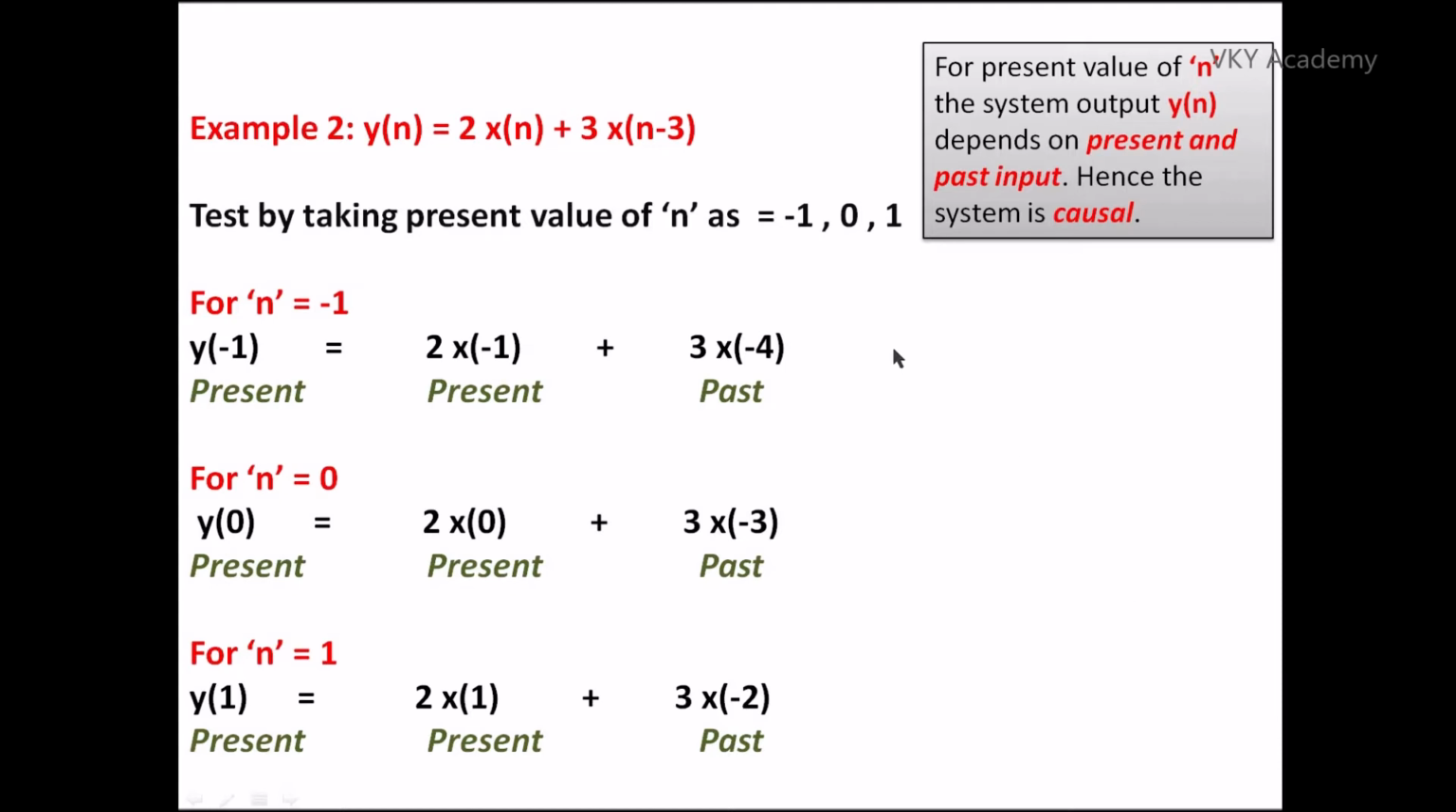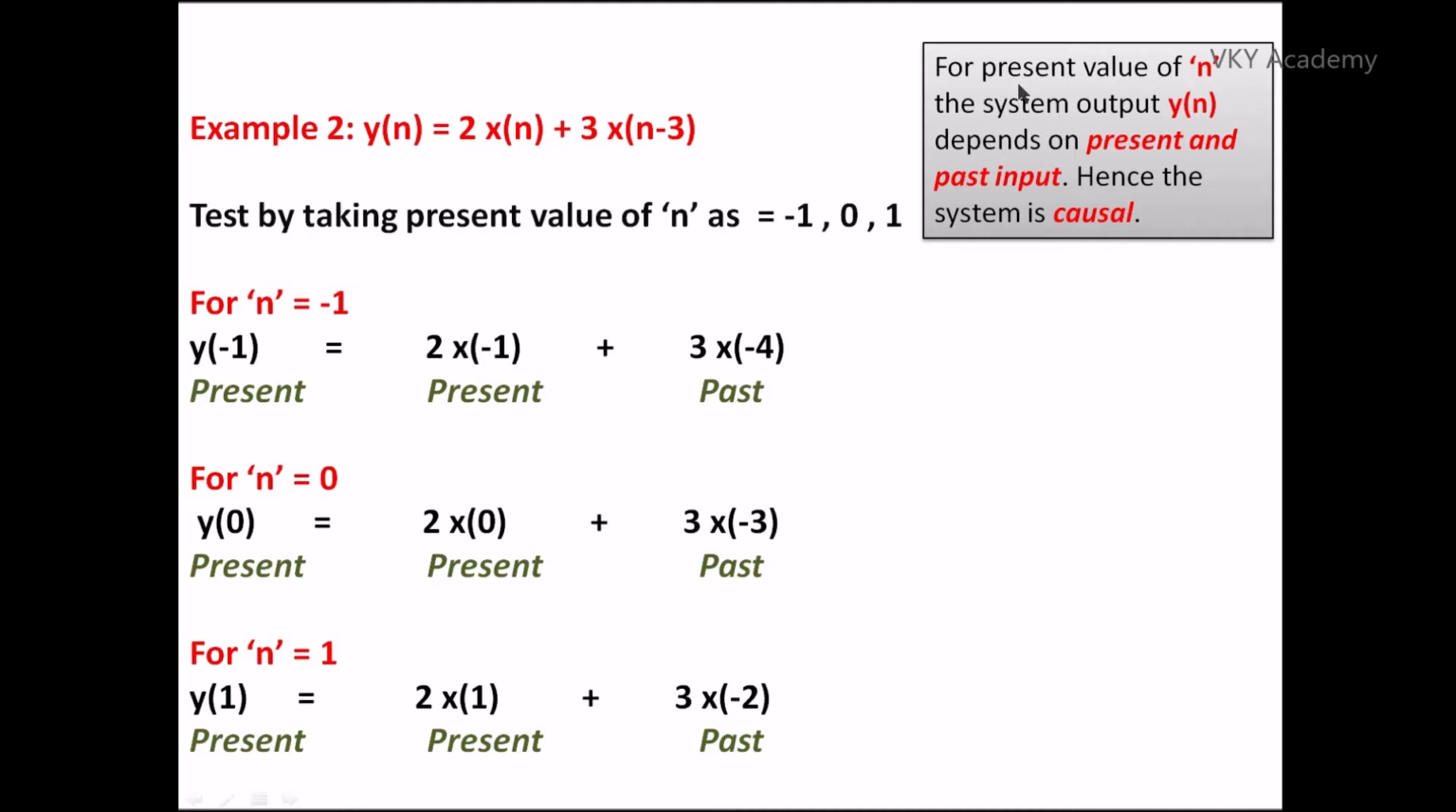So as we discussed already, a causal system can depend upon the present state of input as well as the past state of input, but should not depend upon the future state of input as well as output. So as you can see here, in all the conditions, my present state of output depends upon the present state of input as well as the past state of input. So I can say this particular system is a causal system.